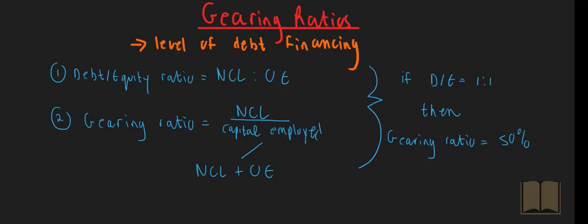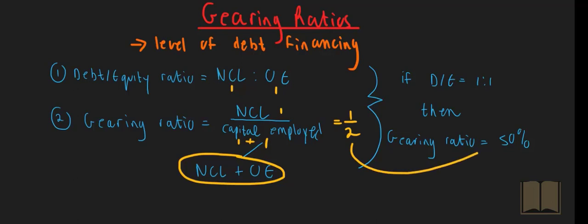Let's have a closer look at how this calculation works. You've got 1 rand of non-current liabilities and therefore 1 rand of owner's equity, giving you a debt equity ratio of 1:1. Your non-current liabilities are still 1, and your capital employed is 1 plus 1. Remember, it's your non-current liabilities and owner's equity. So 1/2 gives you a gearing ratio of 50%.